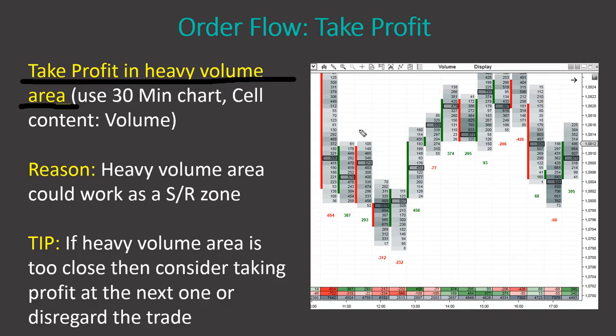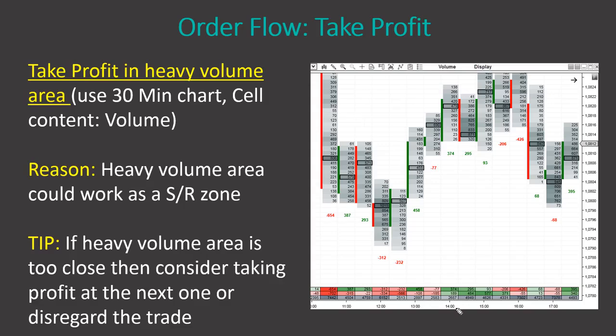The reason for that is because heavy volume areas work as support and resistance zones. So whenever the price reaches this heavy volume area, this support or resistance zone, there is a risk that the price will turn, and that's why it's an ideal place to take your profit, to quit your position before this risk arises. All right, so take your profit in heavy volume area, or just a tiny bit before the price reaches the heavy volume area, in case it turns a little bit sooner.